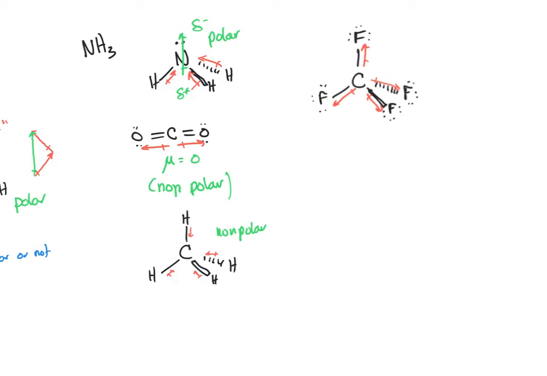But what do we notice is happening with these 4 different bonds that are all pointing 109 degrees away from each other? They're all going to cancel each other out. So again, the dipole moment is equal to 0 on this. This is also a nonpolar molecule. So don't be tricked with the fluorine atoms on there into thinking that it's polar when in fact it isn't.